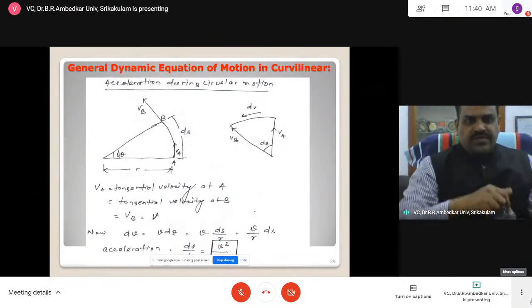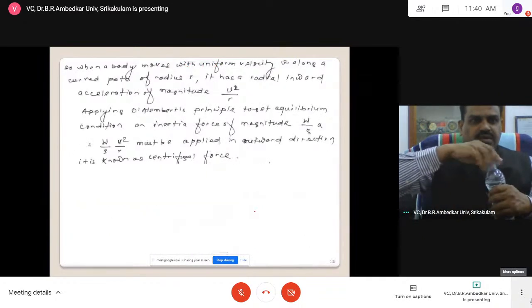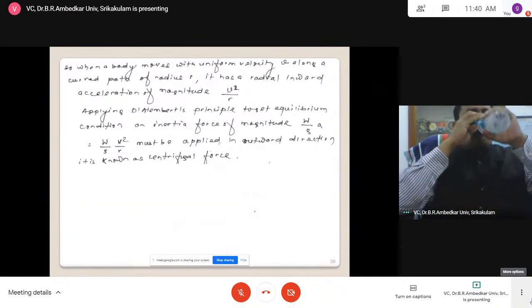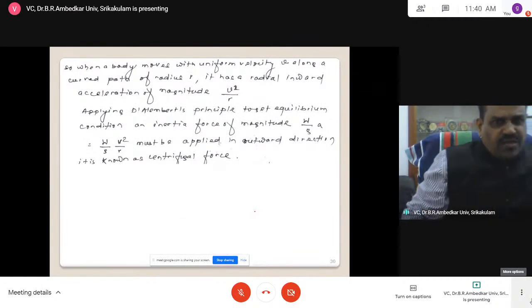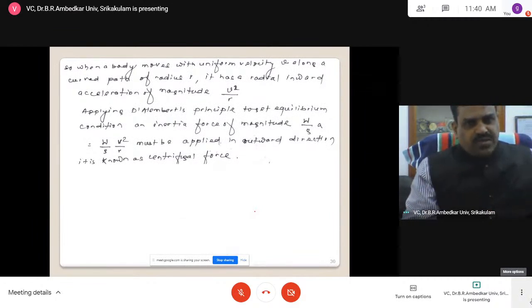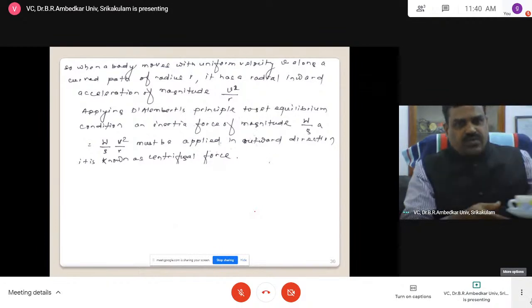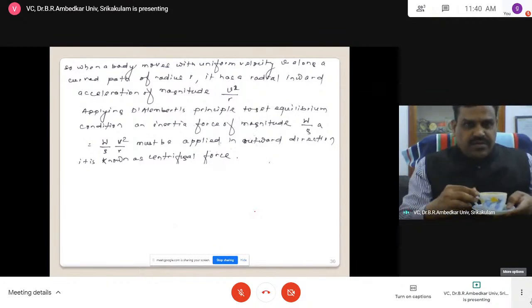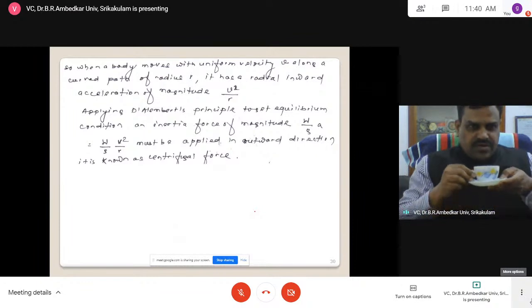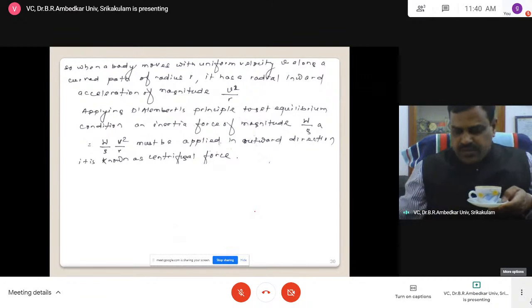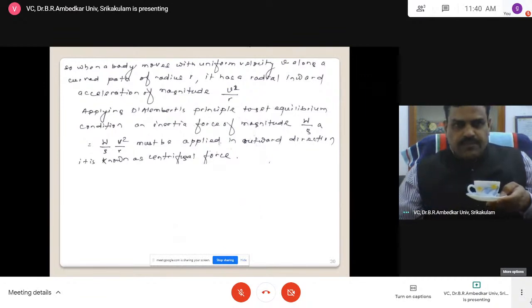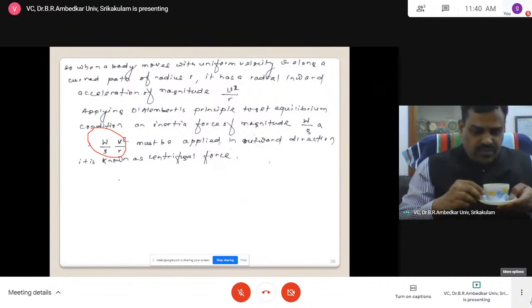Now let us consider the acceleration of normal. The magnitude of the normal acceleration is v square by r. This one is the normal acceleration.